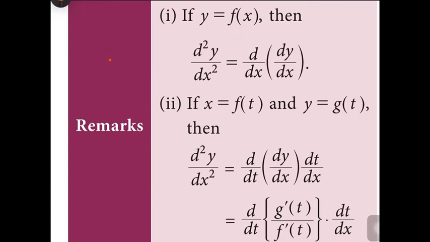And we write d square y by dx square as d by dx of dy by dx. Okay, d square y by dx square as d by dx of dy by dx. That means we are differentiating dy by dx again with respect to x.